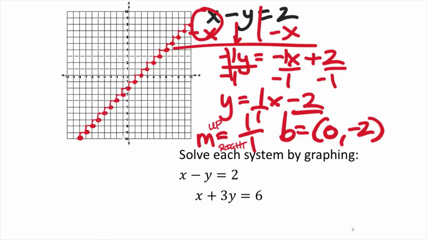So we shouldn't expect any funny business like that on these problems. Now, when you get into 9th grade and you're solving systems with other methods, yeah, you'll see fractions and decimals. That's okay. But while we're just graphing right now, we shouldn't see any.